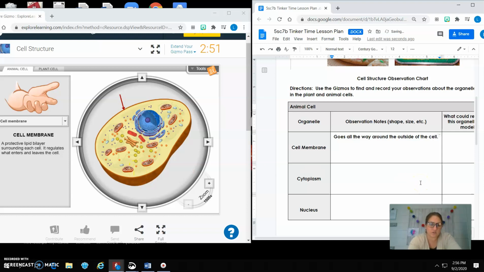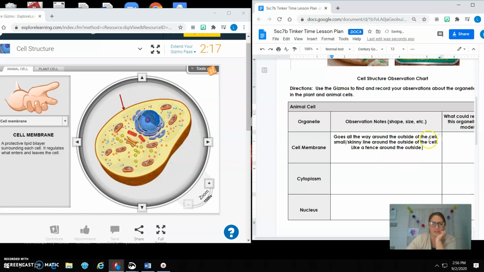So I also want to write, it's a pretty thin line around the outside. So I'm going to say small or skinny line around the outside of the cell. And it's almost like a barrier, or almost like a fence. Like a fence around the outside, or like a string.